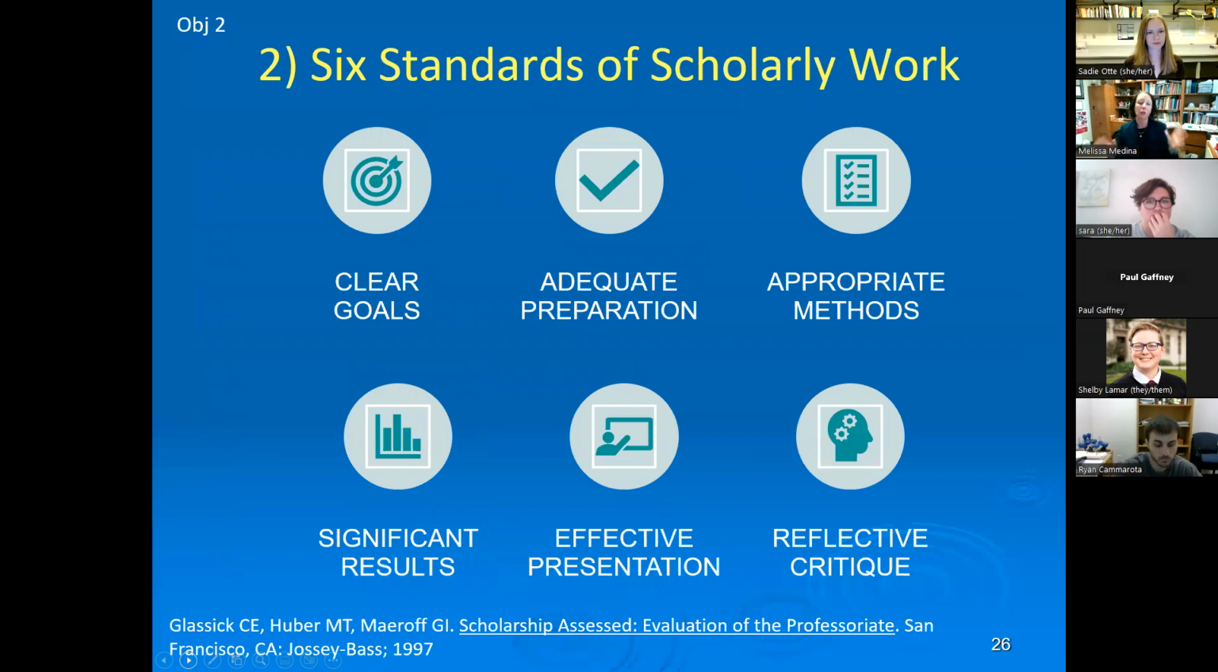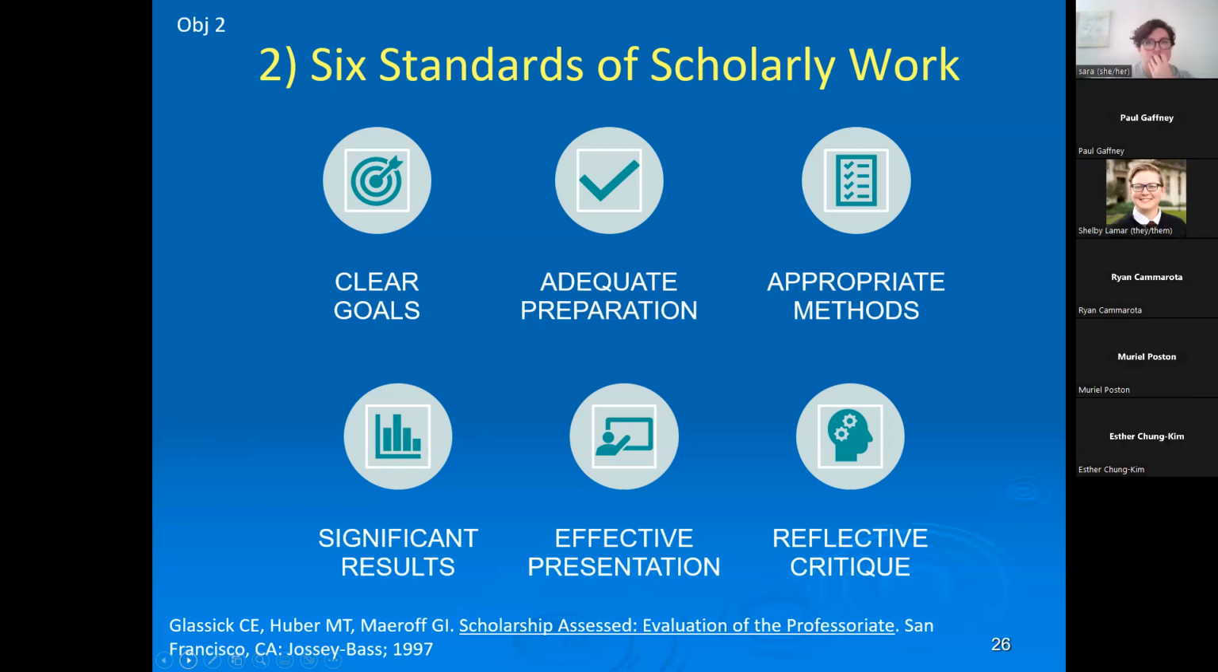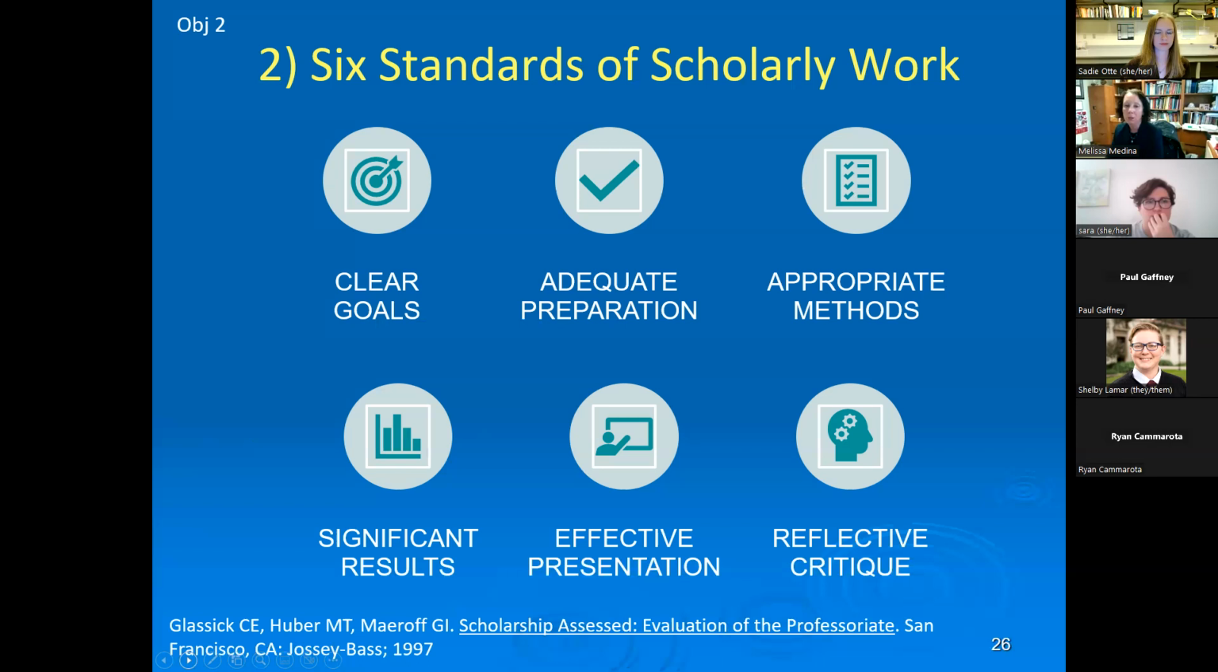A second structure that I really love is from Glassick and colleagues, and it's the 6 standards of scholarly work. So I told you earlier about Lee Shulman and the Carnegie Foundation for Teaching. And moving from scholarly teaching, you can start to look at the 6 standards of scholarly work. So does your teaching have clear goals, adequate preparation, appropriate methods, significant results, effective presentation, and reflective critique? So this can actually look at any types of scholarship, the scholarship of teaching and learning being one of them, but even discovery types of research you can evaluate the quality using these 6 standards.